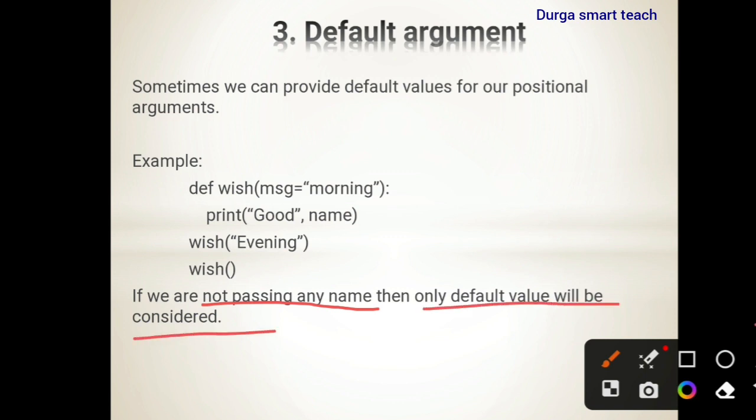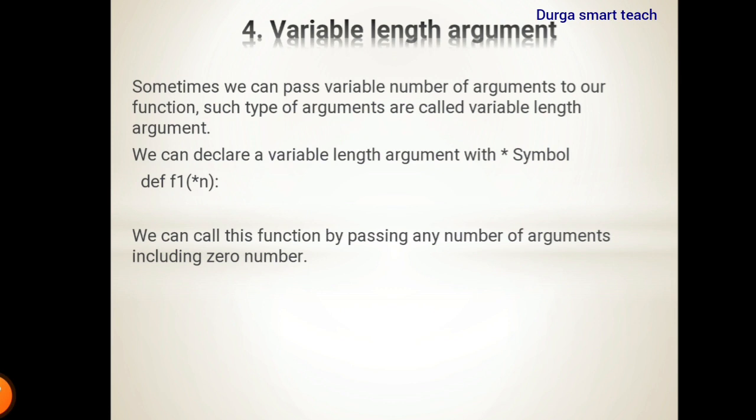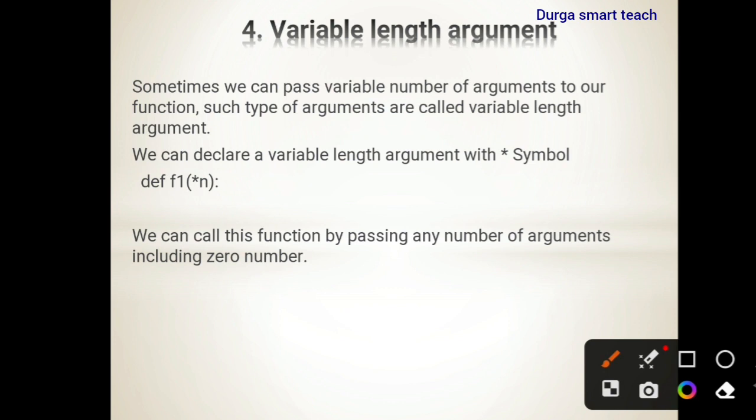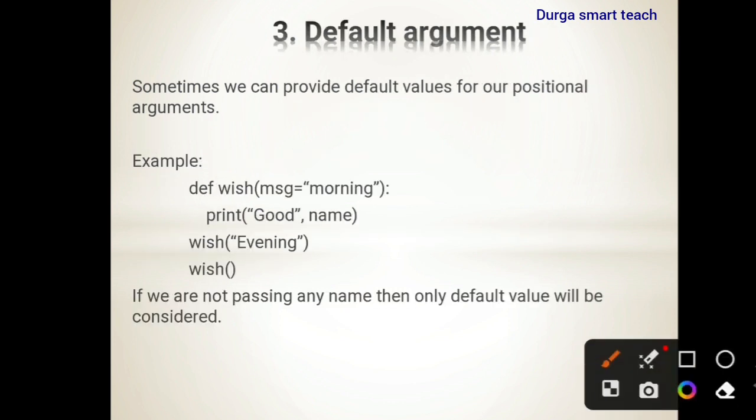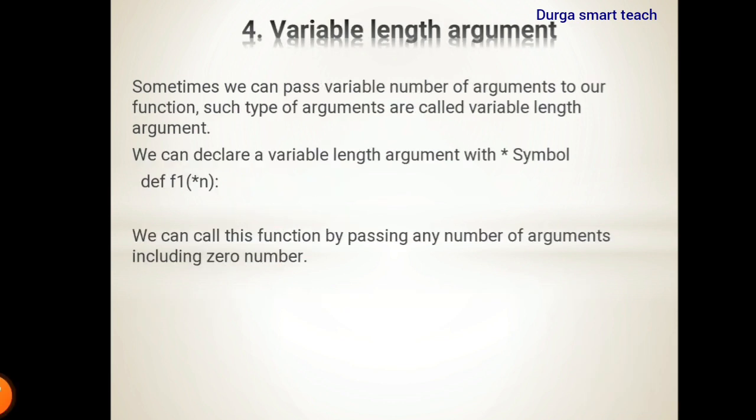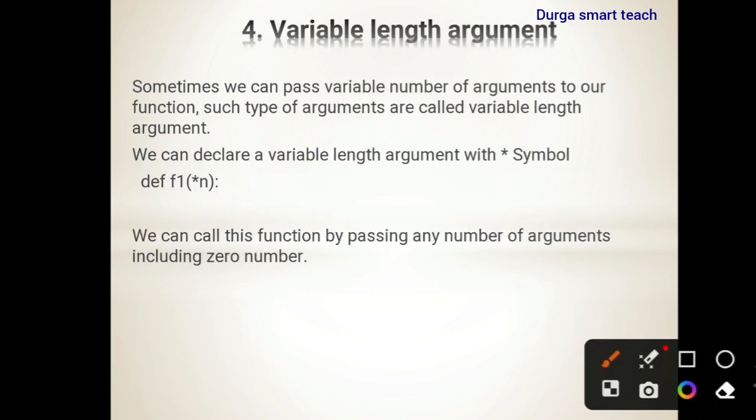Okay, so the next and last one is variable length argument. Here we are passing only one value to one variable. Sometimes we can pass a variable number of arguments to our function. If you want to pass a number of values to only one variable, then you need to use a variable length argument. Such types of arguments are called variable length arguments.